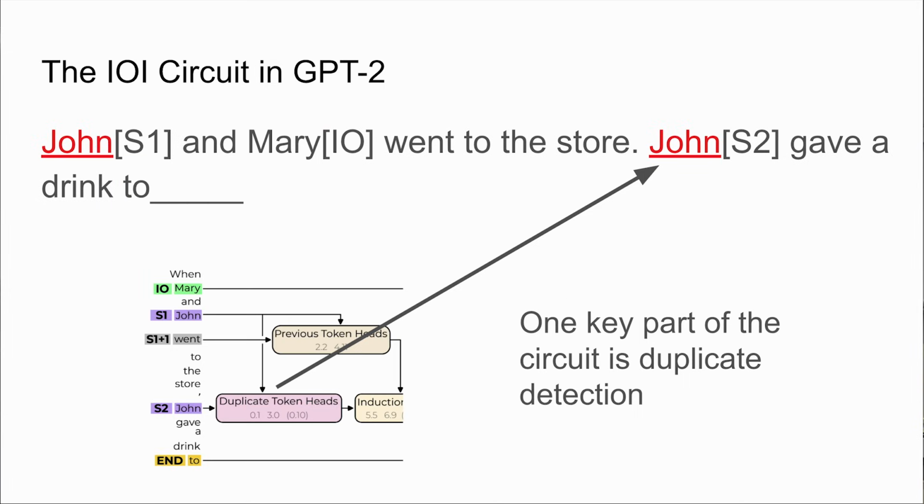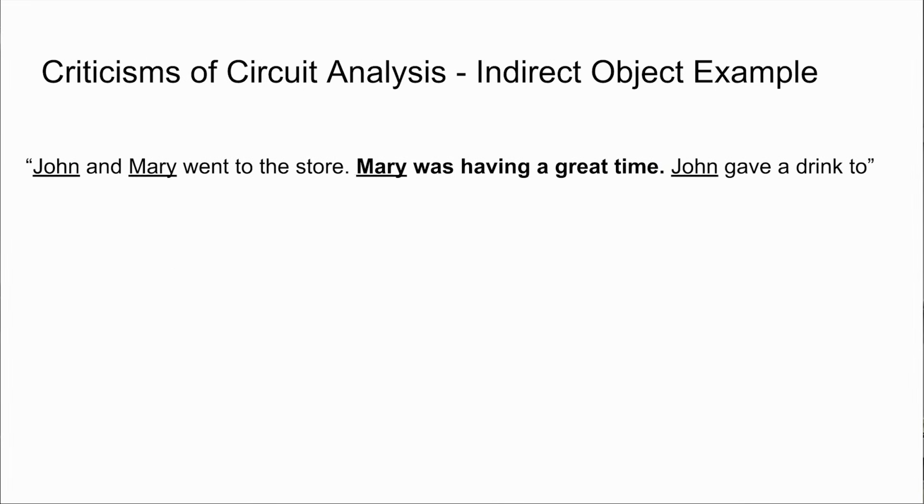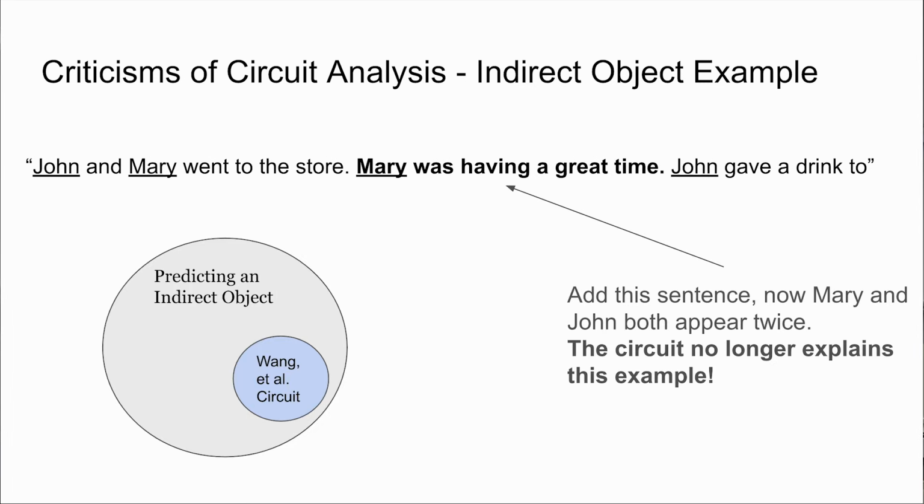Cool. So one thing to note about this circuit is this duplicate part, which seems kind of fickle. So for example, if I gave you a new prompt, John and Mary went to the store, and I inserted this sentence in the middle, Mary was having a great time, John gave a drink to blank. Now John and Mary both appear twice, they're both duplicated. And the circuit no longer explains this behavior. So this is an example from the paper.